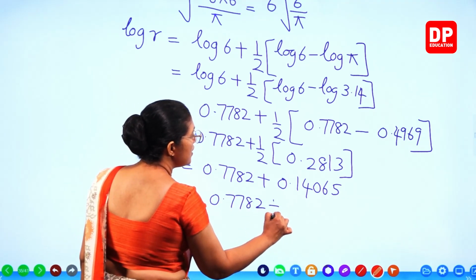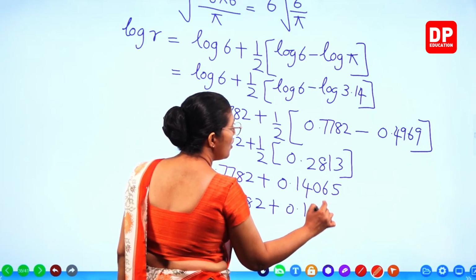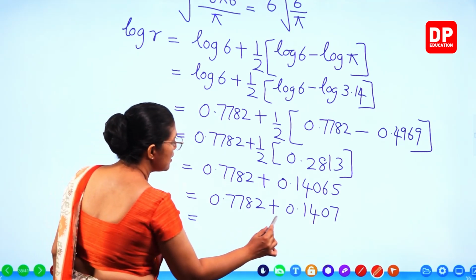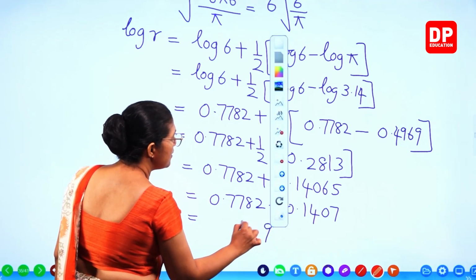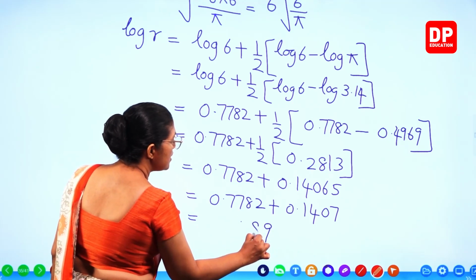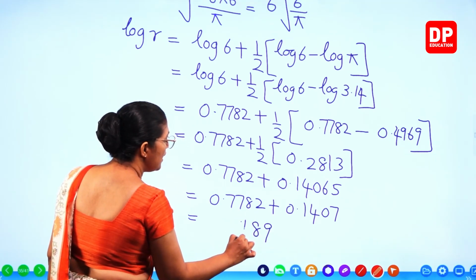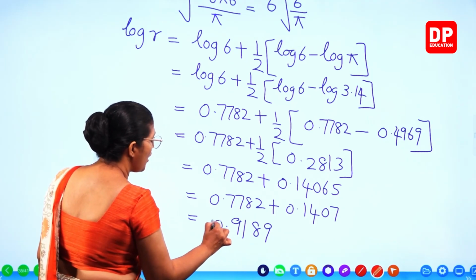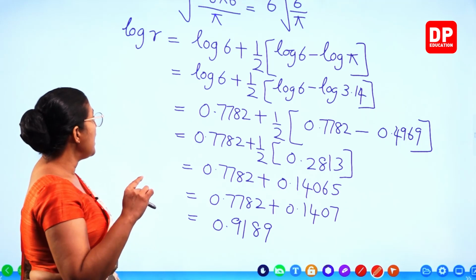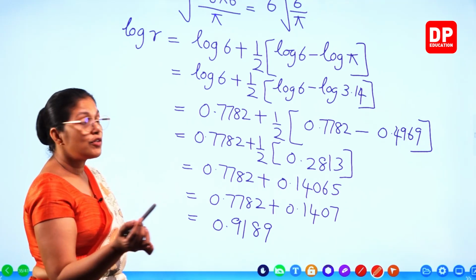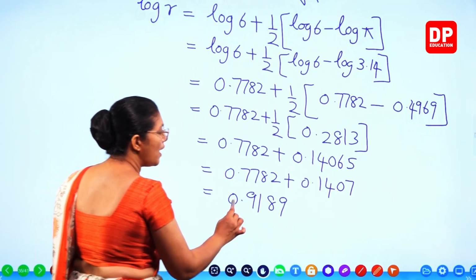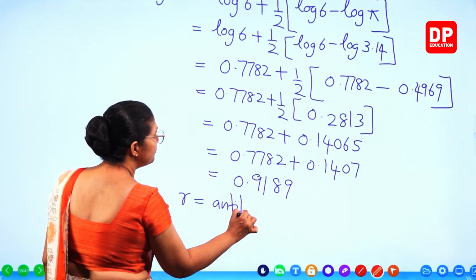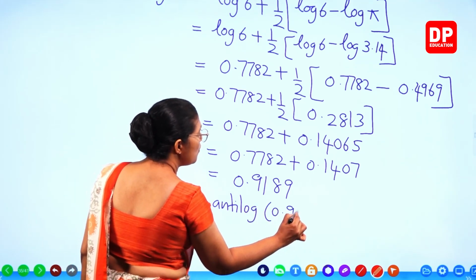0.7782 and 0.14. This one you can add 1, 0, 7. So when you add it, you get 9, 8, 7 plus 4, 11, 1 remaining, 7, 8, 9. 0.9189. So how do you find out r? You have to take the antilog value. r becomes the antilog value of 0.9189.